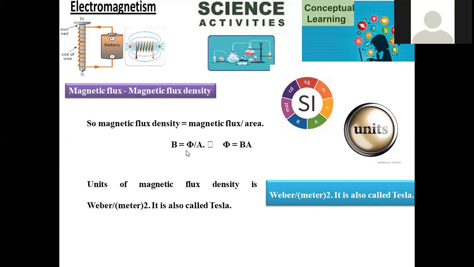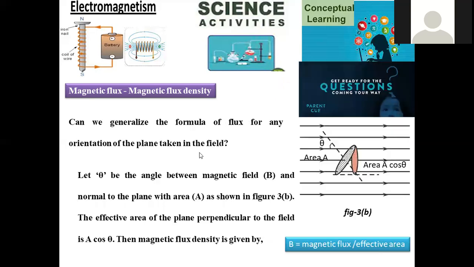There is a slight variation between magnetic flux and flux density. Now we can generalize the formula of flux for any orientation of the plane taken in the field. Earlier we only considered the perpendicular inclination of the plane, and how many lines were moving through that was taken into consideration.